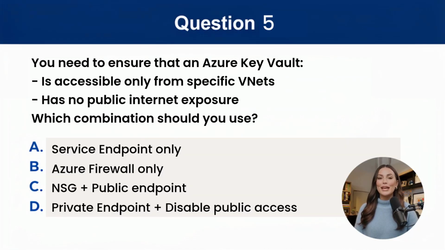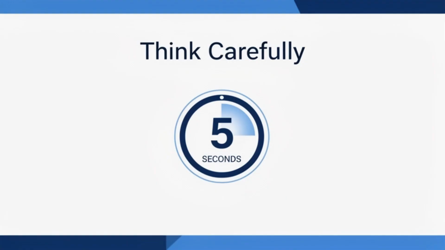Question 5. You need to ensure that an Azure Key Vault is accessible only from specific VNets and has no public internet exposure. Which combination should you use? A. Service Endpoint only. B. Azure Firewall only. C. NSG plus Public Endpoint. D. Private Endpoint plus Disable Public Access. Pause and think about the best option.